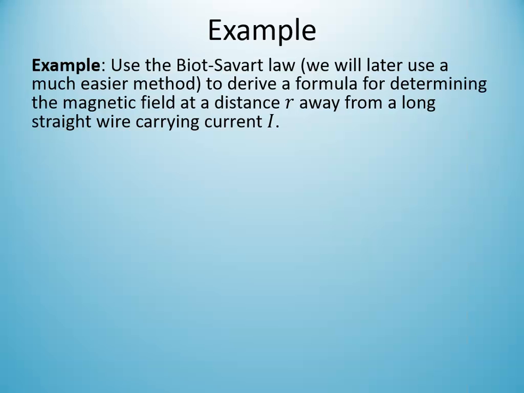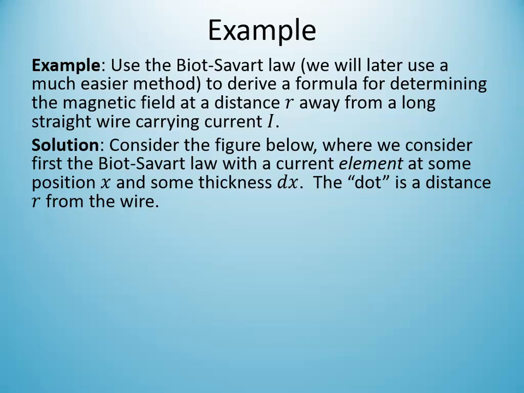Okay. So let's derive a formula for determining the magnetic field at a distance r away from a long current carrying wire I. After all, long current carrying wires are fairly common in physics and electronics, so this sounds like a pretty important problem, and it is. In fact, we're going to get a general result when we do that.